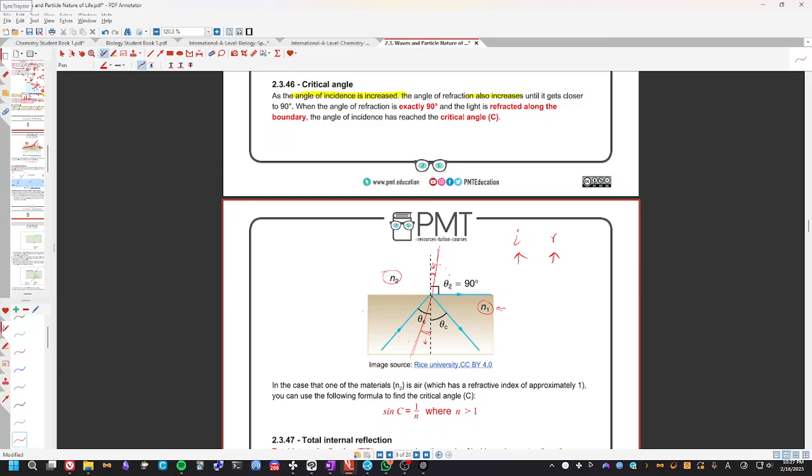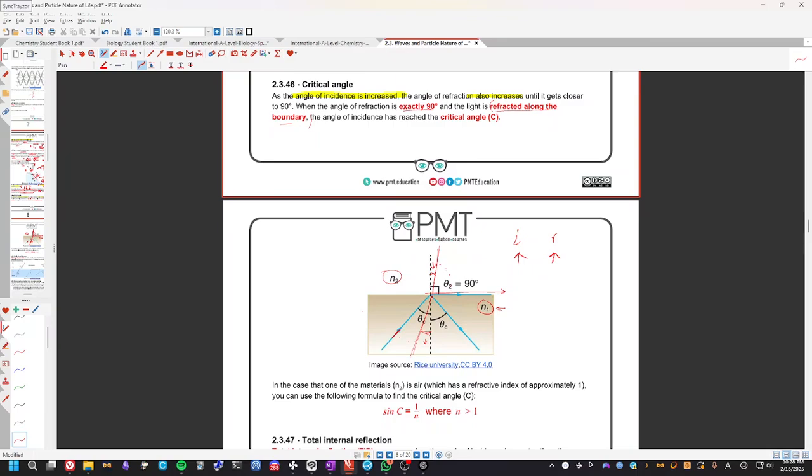You're going to reach a certain point, the critical angle, where your refracted ray will keep increasing until it's 90 degrees and perpendicular to the normal. Then your light is refracted along the boundary. We don't say perpendicular to the normal. We call it 90 degrees, but we mainly say that it's refracted along the boundary.